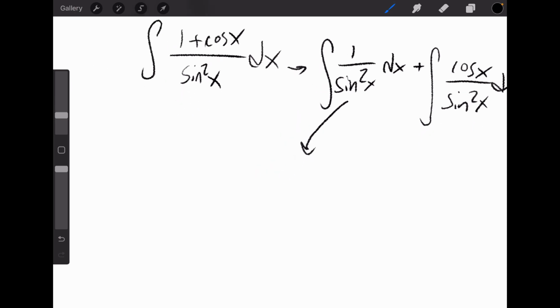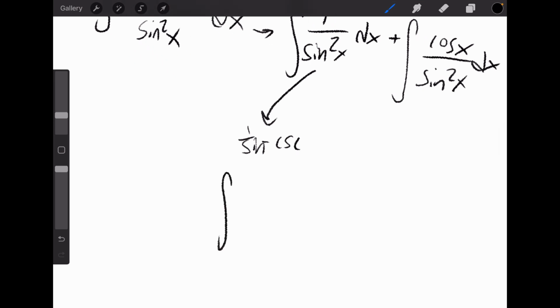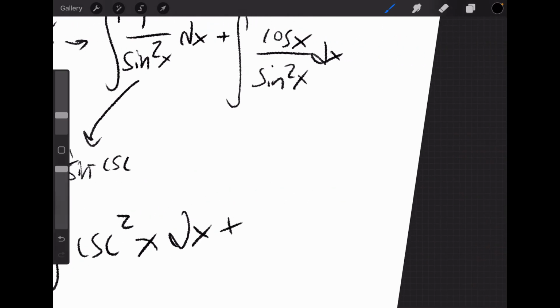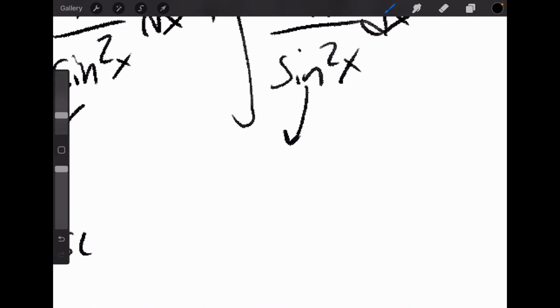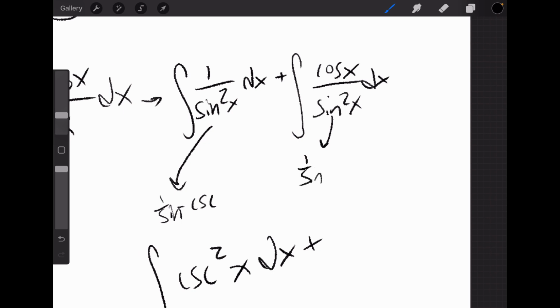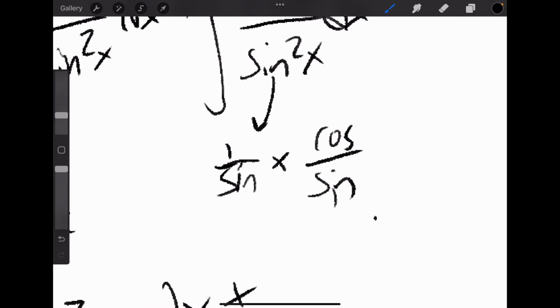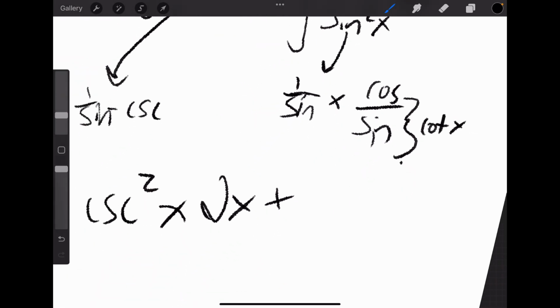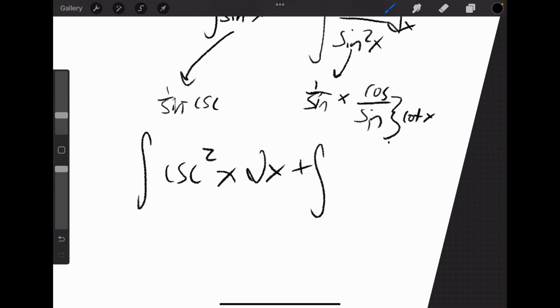We know that 1 over sine is equal to cosecant. So now we have cosecant squared x dx plus, and then this one here, it's basically 1 over sine times cosine over sine. Cosine over sine is cotangent, and then 1 over sine is again cosecant. So now we just have the integral of cosecant times cotangent x dx.